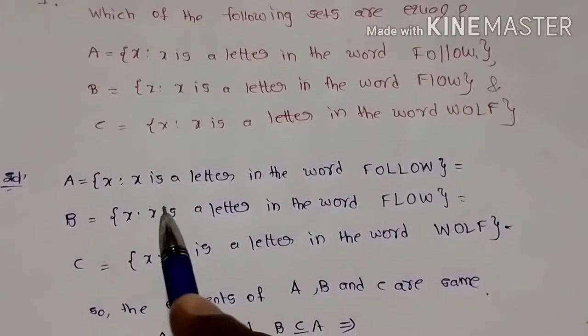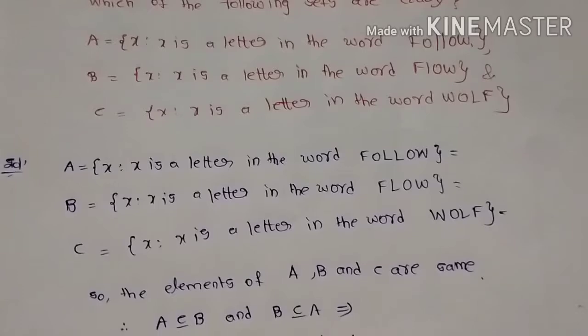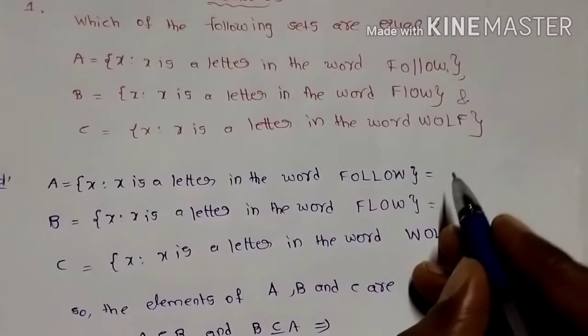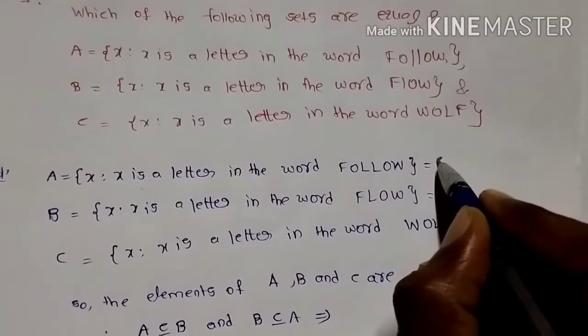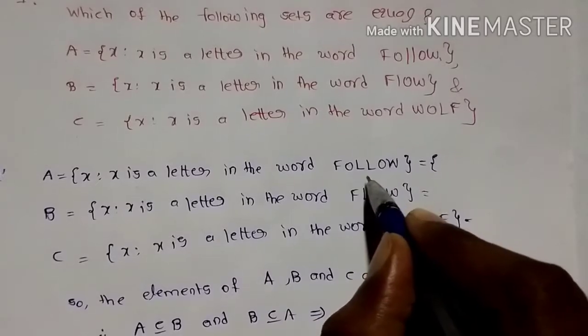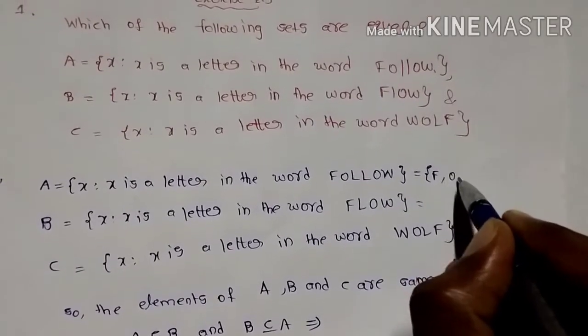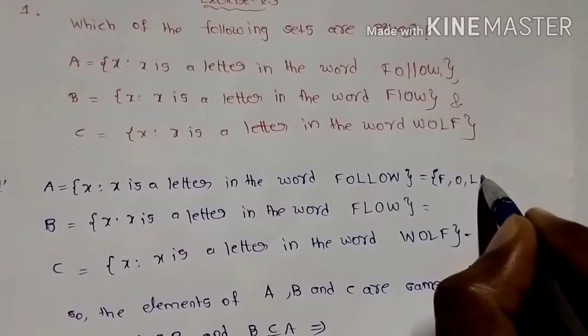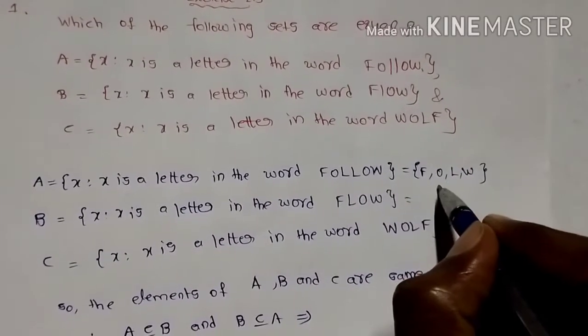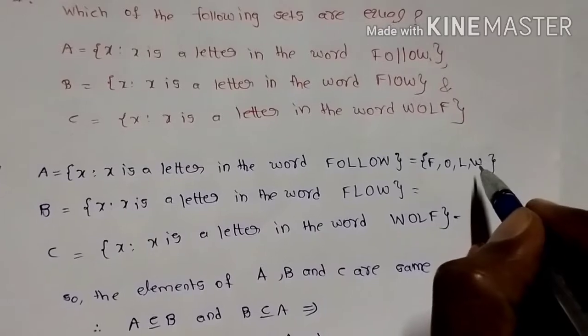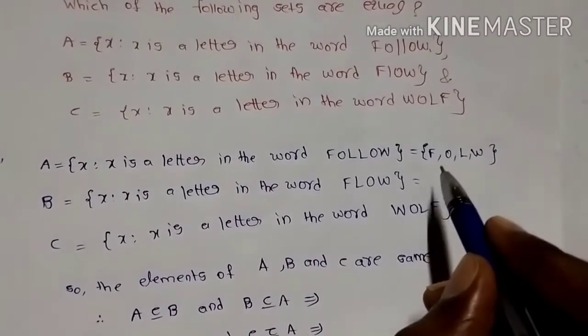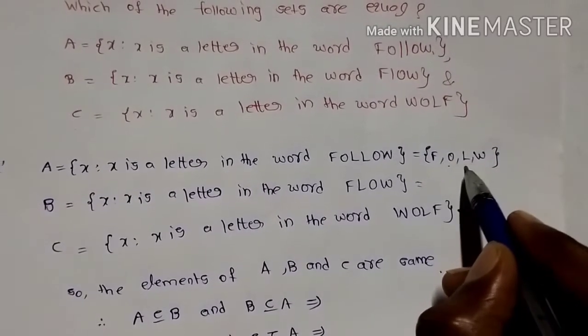First of all, I am writing the roster form. You know how to represent roster form? The elements are separated by commas. What are the letters in this word? F. Next one will be O. Next one will be L. Next one will be W. No letter should be repeated twice. Yes or no? So I have written here F, O, L, W.